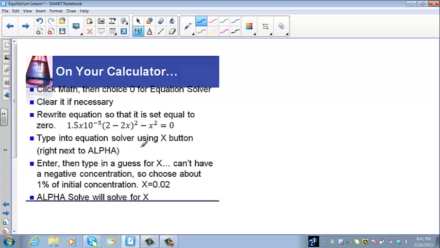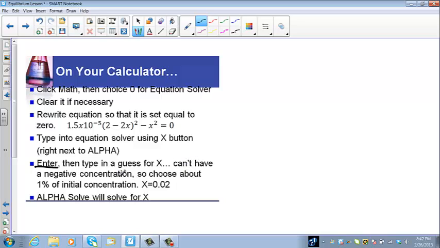So on your calculator you click Math and then choose 0 for equation solver. Hit clear if necessary in case you have something in there. You're going to rewrite the equation, set it equal to 0, which is what I just showed you. You're going to type the equation into the solver using the X button right next to alpha. Once you have the equation typed in, you hit enter. Then you type in a guess for X.